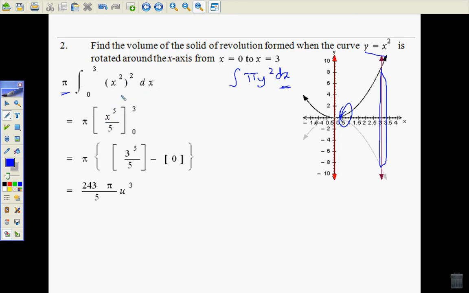So x to the power of 4, add 1 to the power and divide by the power. This gives us x to the power 5 over 5. We substitute 3 in, we substitute 0 in, that's going to give us 0. Leaves us with 243 pi over 5. Leave that fraction in whatever way you like. I've left it as an improper fraction, but it doesn't really matter what way you've left it.